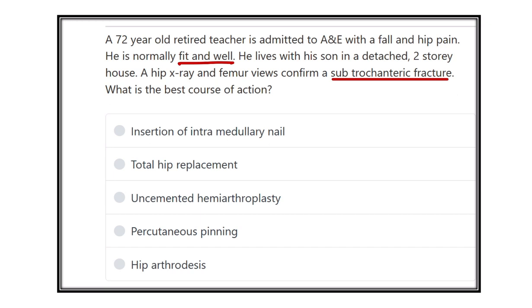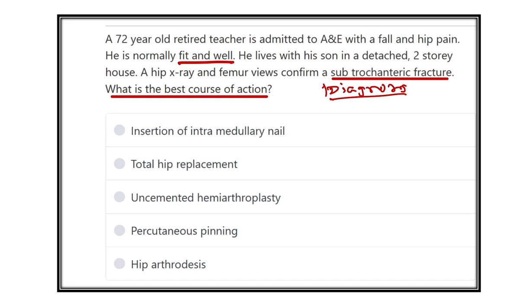What is the best course of action? That means here the diagnosis is confirmed, so we have to go for the treatment. But if the X-ray fails to diagnose the fracture area, then in this condition we should go for other investigation. And as the diagnosis is confirmed, we can go to the treatment options.